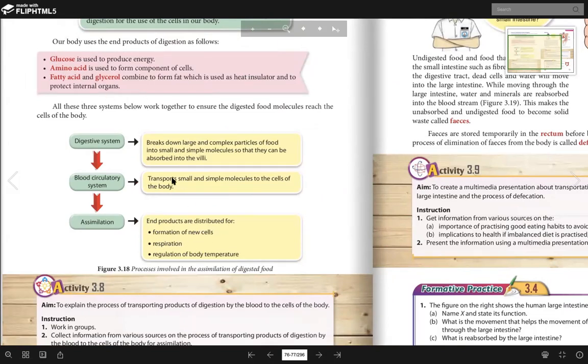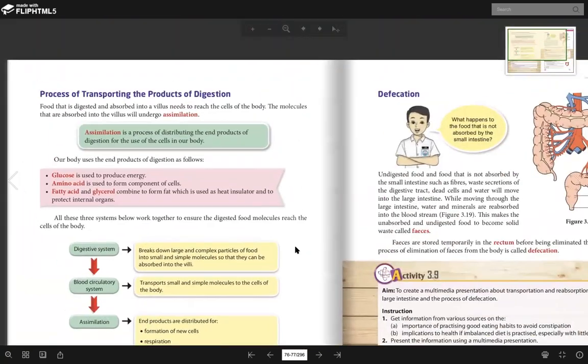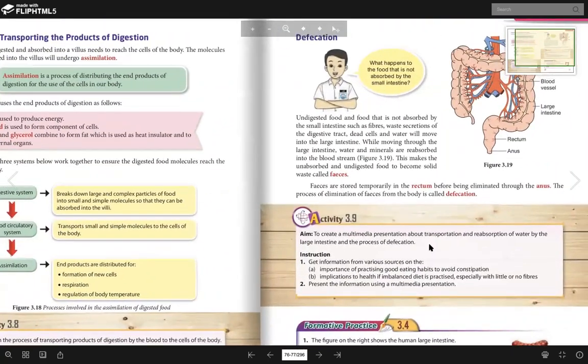Respiration, glucose. Sebab kita pernah belajar dulu, glucose is required for respiration. Respiration tu proses untuk menghasilkan tenaga. Ingat tak? Glucose plus oxygen, we produce carbon dioxide, energy and water. And the last one, regulation of body temperature. This one we use fatty acid and glycerol. Sebab apa? Dia act as a heat insulator. Okay? Can you understand? Okay guys, so let's go to the last subtopic for today.